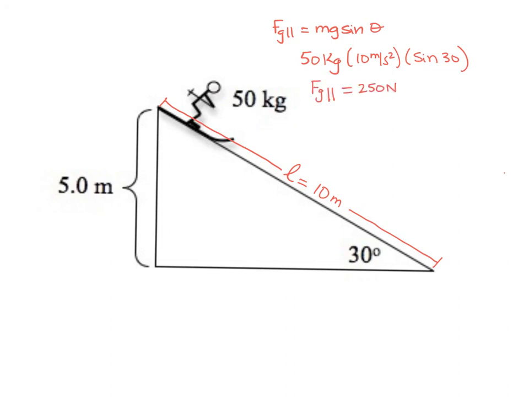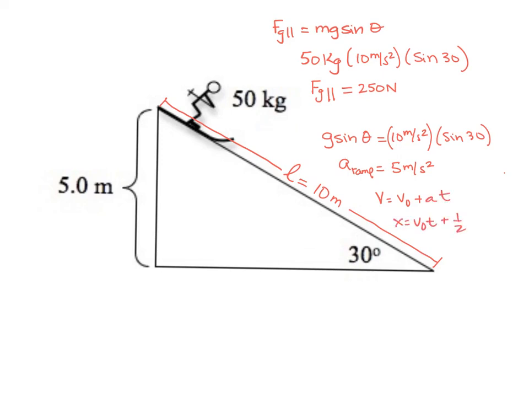And you should recall from before that this g sine theta right here, the 10 times the sine of 30, is the acceleration down the ramp. So now, not only do we know the force down the ramp, but we also know the acceleration down the ramp. And that acceleration can be used in kinematic formulas like v equals v naught plus at, or x equals v naught t plus 1/2 at squared. The a in that case is going to be 5 meters per second squared. And in the case of x here, that's the 10 meters that he's going down the ramp.